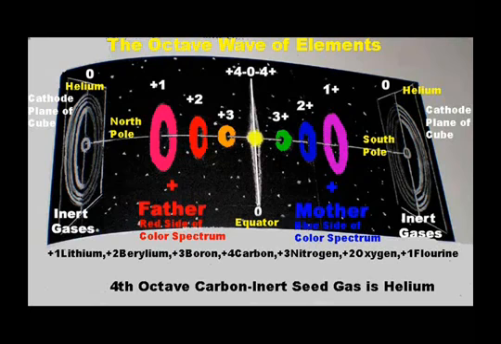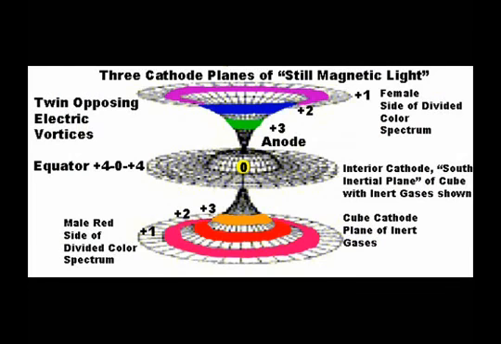There are 8 tones to the octave, and the center sun anode is 2, which are equally mated, because it is a balanced pair with father red on the left hemisphere and mother blue on the right hemisphere. Twin opposing electric vortices are projected from the inert gas planes of cold cathode magnetic stillness of the cube wave fields of space into their opposite sexual mates where they meet, creating spheres of intense heat with an equatorial plane of expansion and maximum radiation.